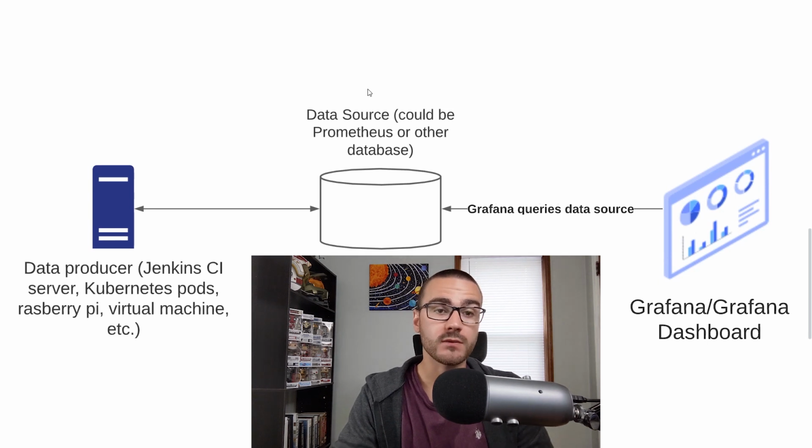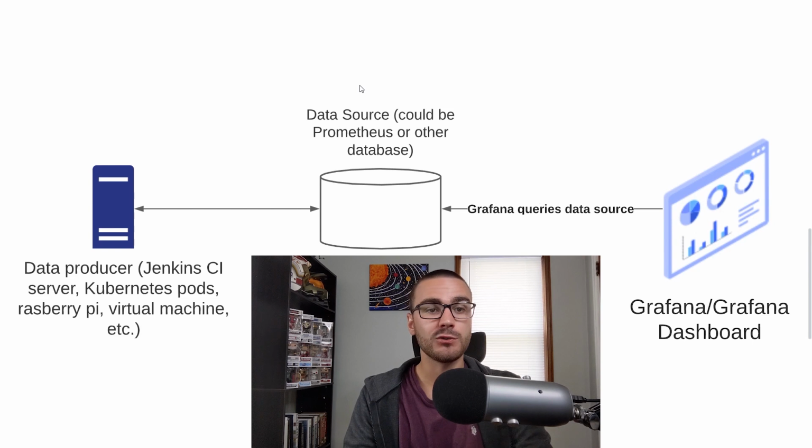In the case of Prometheus, for instance, Prometheus actually reaches out to the data producer, and there is a dedicated endpoint for Prometheus to pull data from. So the data producer will aggregate data and provide it on a particular HTTP URL endpoint that Prometheus then scrapes for data and collects and stores in its database. So depending on the database, the data source may pull data from the data producer, or the data producer may push data to the data source.